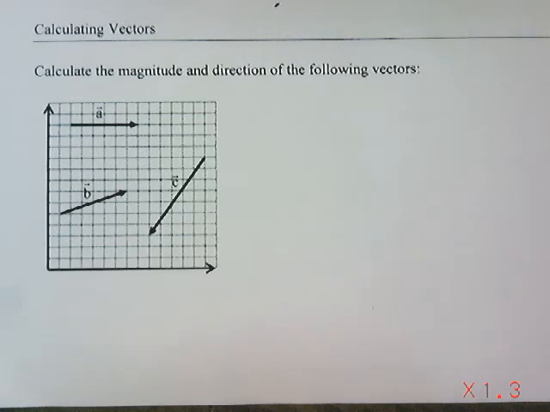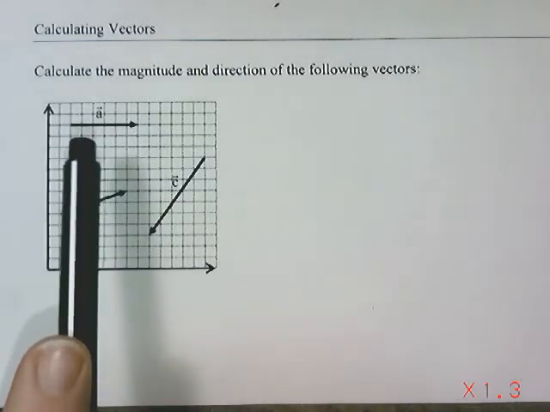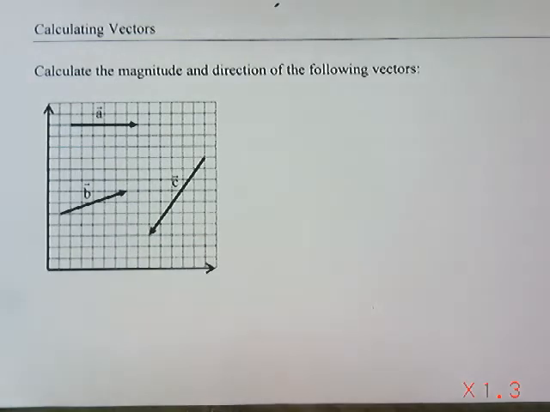This is the last part of our video on algebraic vectors, and we are going to be calculating the magnitude and direction of some vectors. We're going to try using a couple of different methods, and then you are always welcome to pick the method that you like the best. So we're going to start with vector A, which is the easiest of the three.